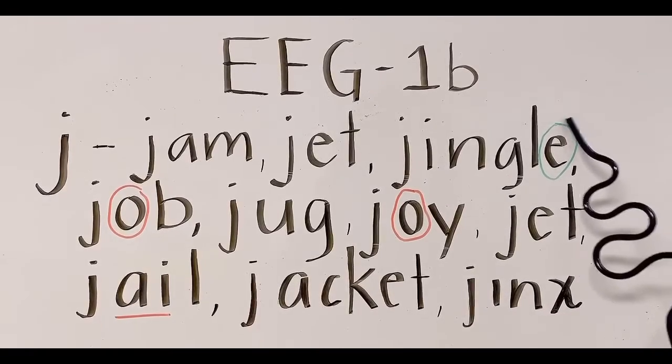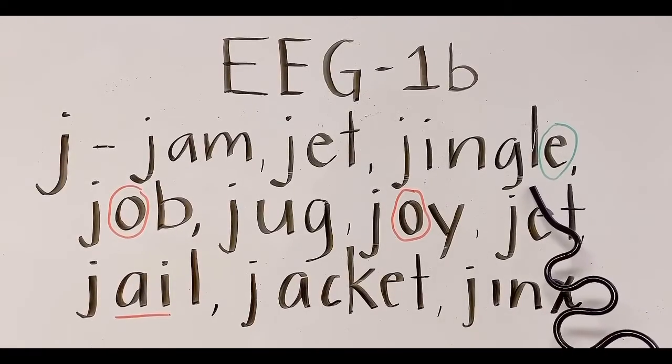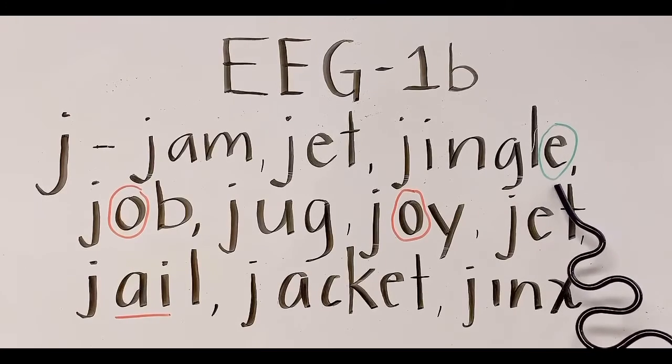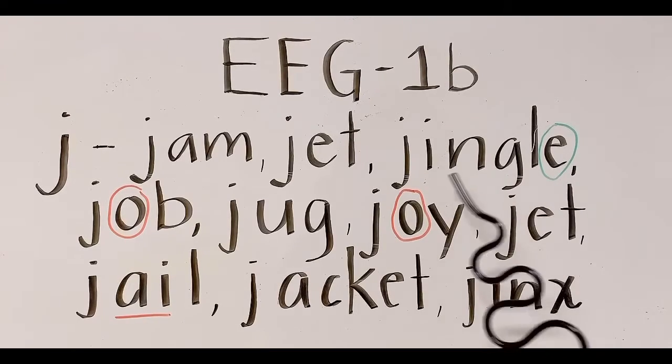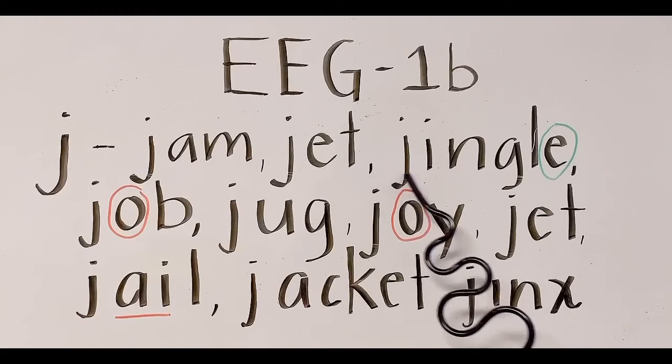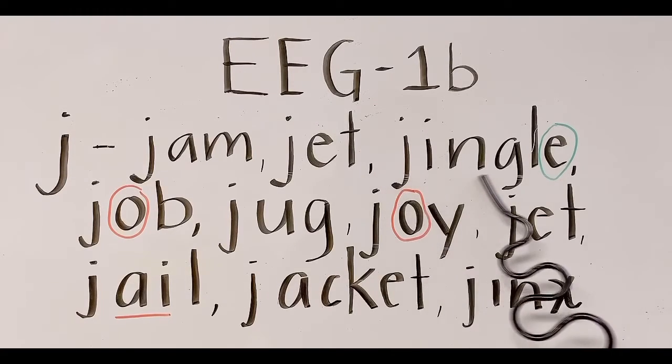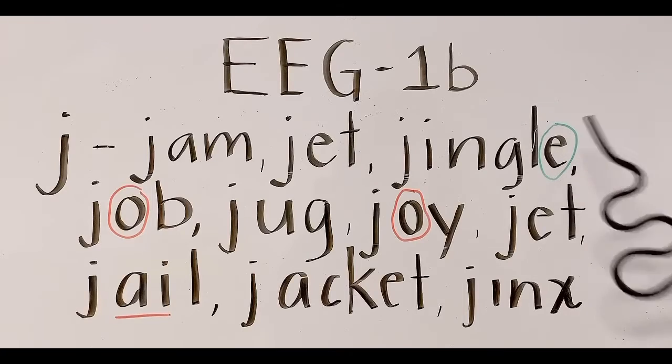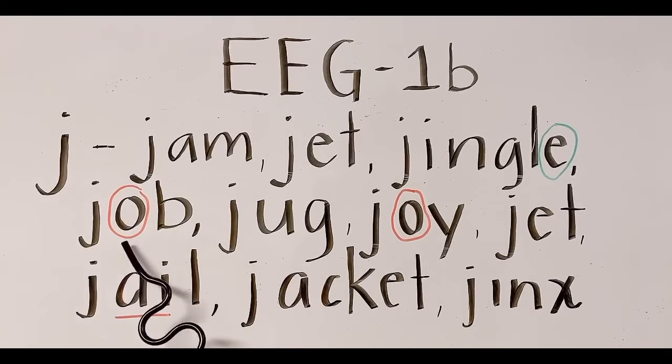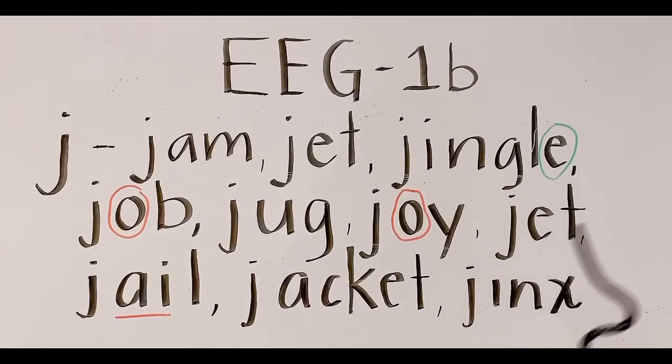Now let's go back to the word jingle. The letter E here is a silent sound. It's a silent E. That's why you just hear jingle. Jingle, silent E. Next, the O here is ah. That's why it reads job. While the letter O here is o. That's why it reads joy.